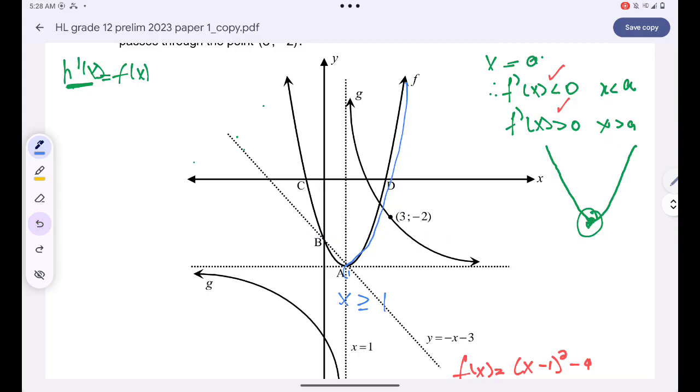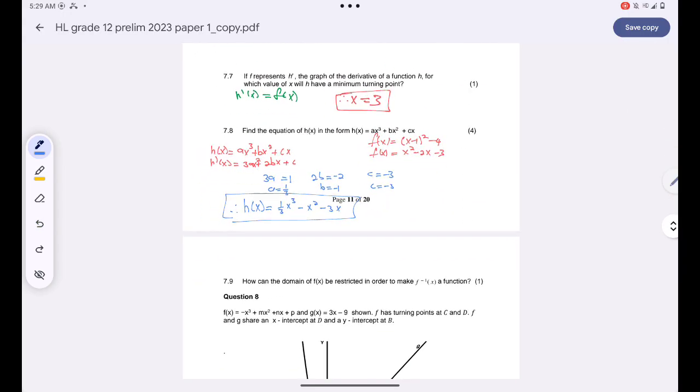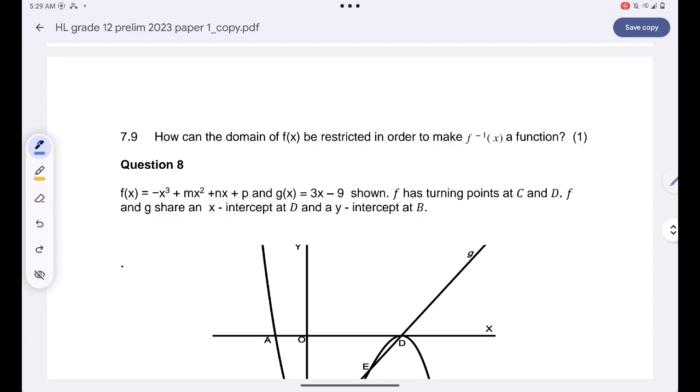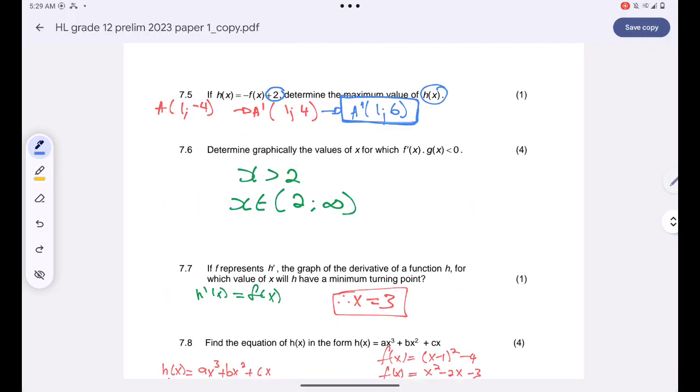Or you can say x is less than or equal to 1, and then your inverse function will just be like that. So you can restrict your domain by just doing that. X is greater than or equal to 1, or x is less than or equal to 1. That's how you're supposed to restrict your domain. And that's how, guys, we're supposed to tackle that long question over there.